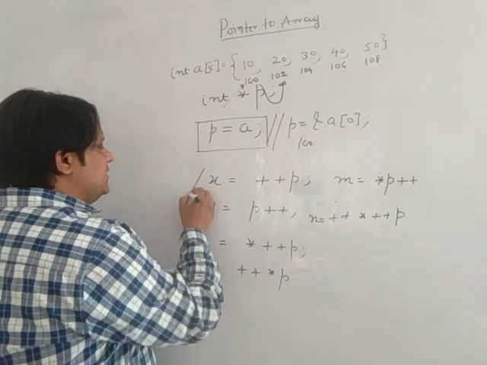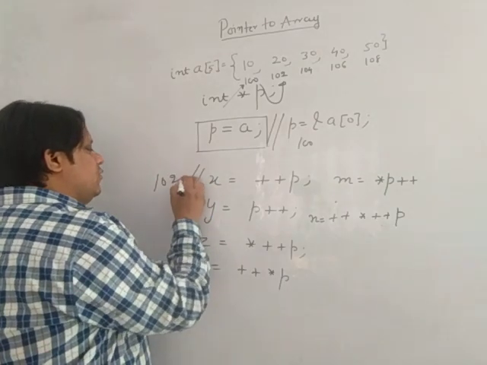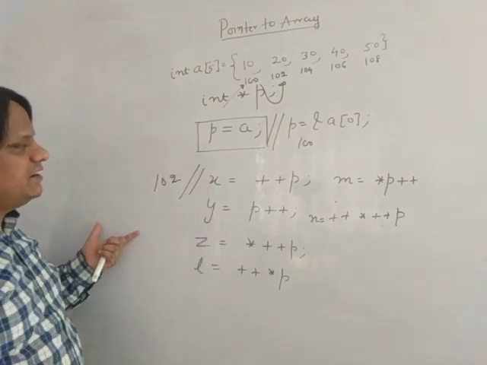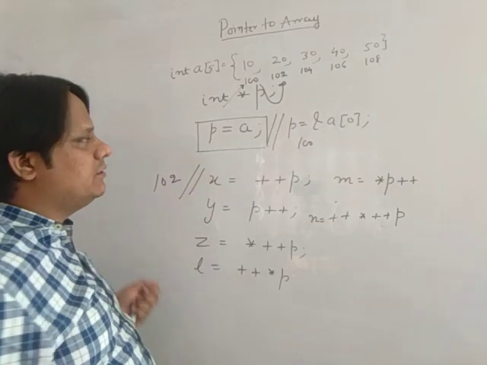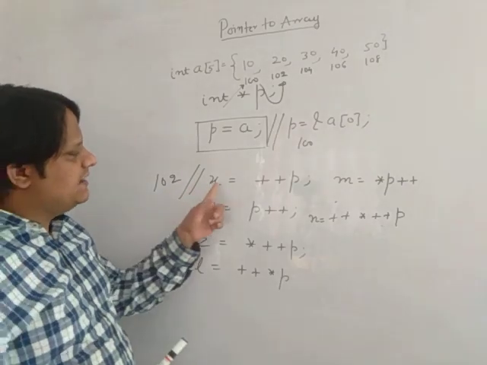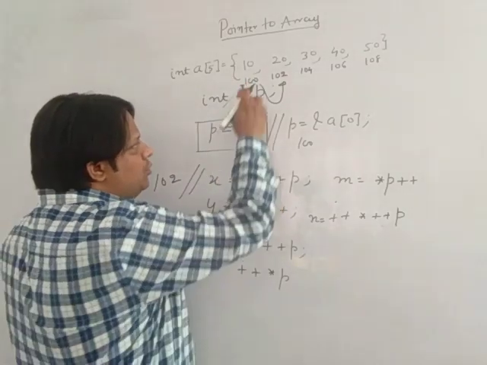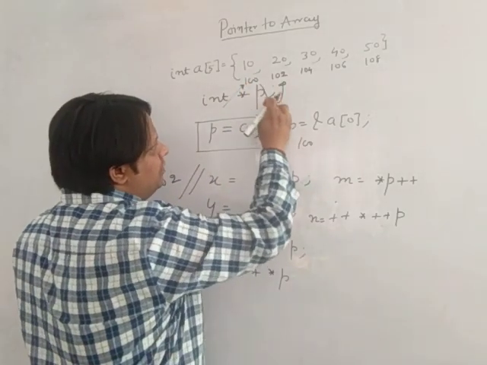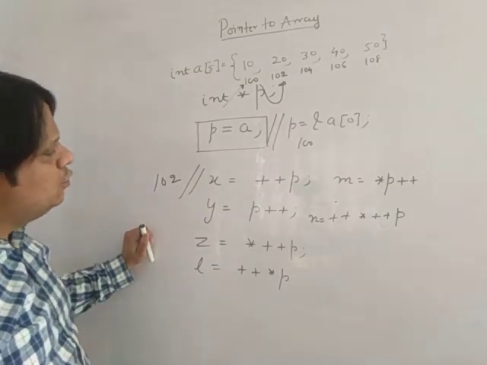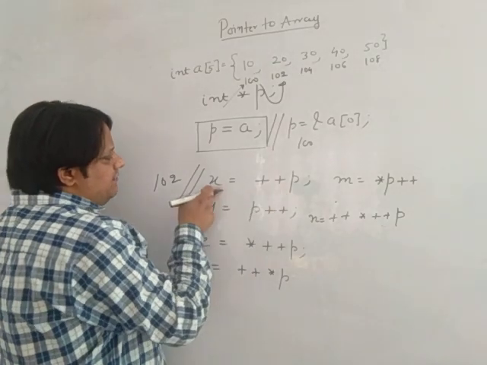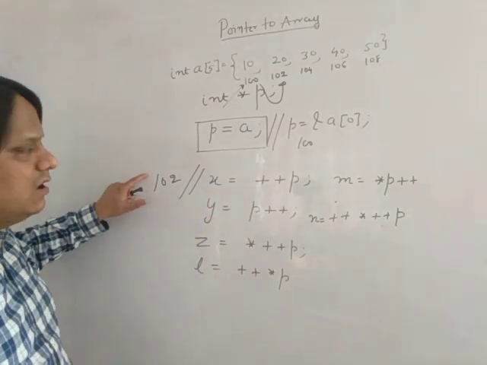So what is the value of x? Therefore the value of x is 102, and you can print it by using %u, taking it as a pointer, right? So you can write x = ++p. Initially your p was pointing at 100. ++ means you try to increment the pointer. Now your pointer moves to 102, and that 102 you are storing in the variable x. Therefore the value of x is 102.